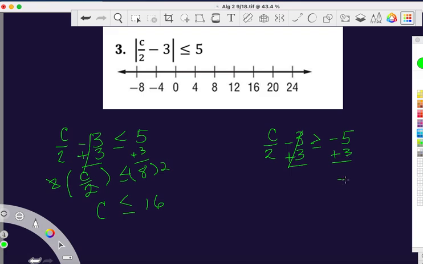Negative 5 plus 3 is negative 2, so some number divided by 2 is greater than or equal to negative 2, so we multiply both sides by 2. And we say that goes away, and C is greater than or equal to negative 4. Right? Now, what does this look like? I'm looking for numbers less than 16 and numbers greater than negative 4.